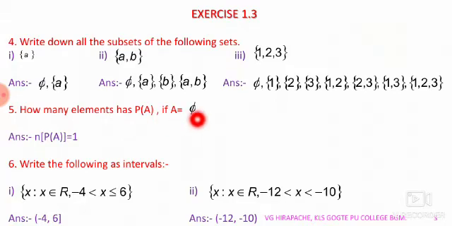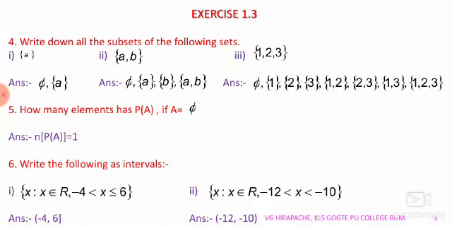If A is empty, then the empty set itself is a set, and phi is a subset of the given set. Therefore, there is only one element in the power set of A. That is, n of P of A is equal to 1.